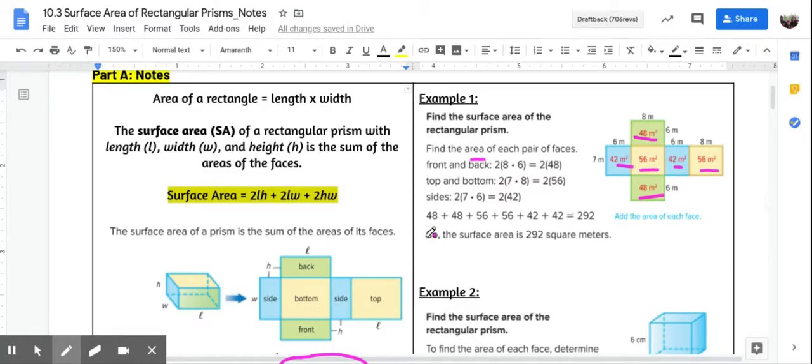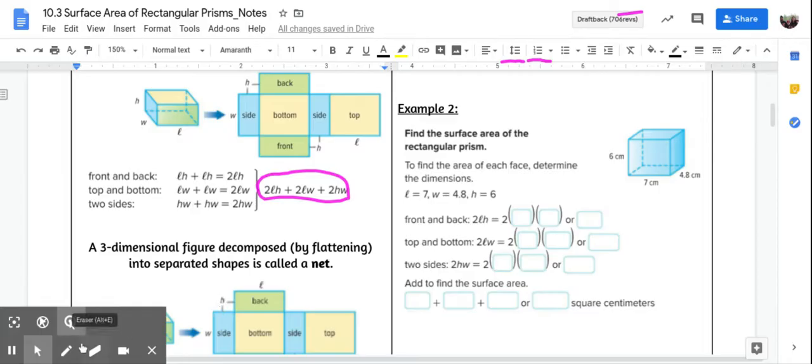So instead of adding up 48 plus 48 plus 56 plus 56 plus 42 plus 42 and getting 292, I could take 2 times 48 plus 2 times 56 plus 2 times 42, getting my total answer of 292 square meters, because this is surface area, so it has that squared part to it.